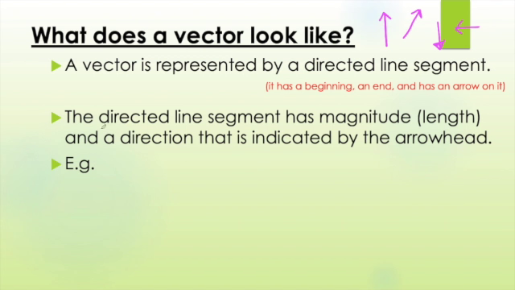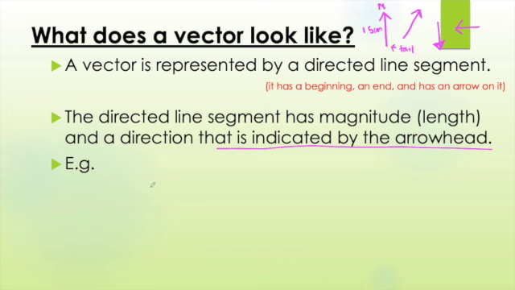The key thing here is that the directed line segment has a magnitude, or a length. We could write that this is 1.5 centimeters if we actually measured it. And a direction that's indicated by the arrowhead. The arrowhead is pointing up here, so that would be north. You just need to make sure that it's always indicated by the arrowhead. It's never going to be by this end, which is called your tail.